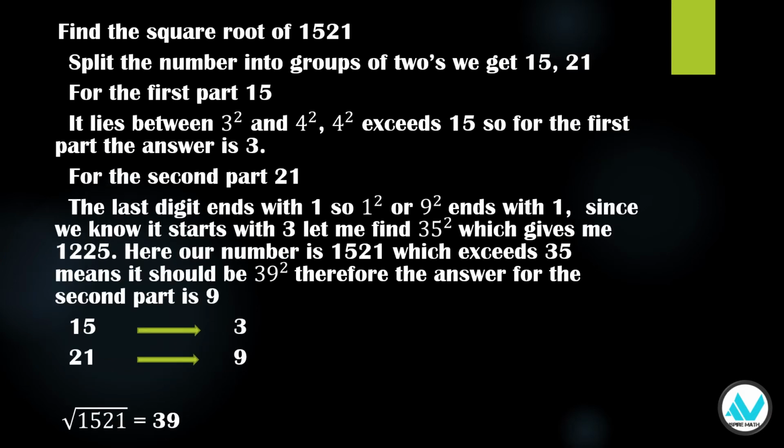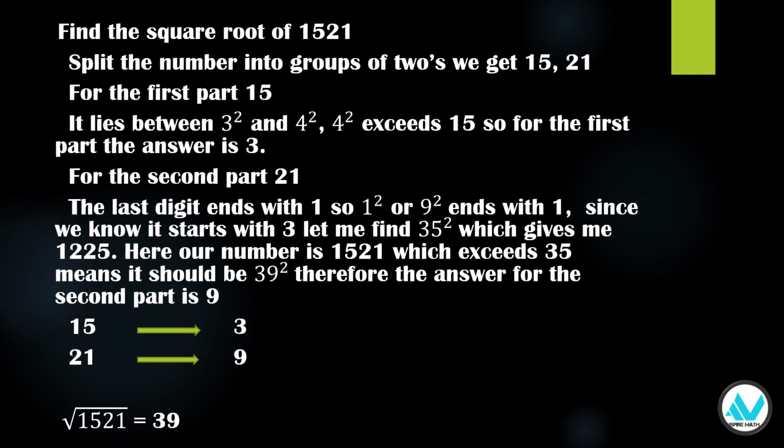Now let us find the square root of 1521. For this, let me split the number into groups of 2's. We get 15 as one part and 21 as the other part. Now for the first part 15, we know that 3 square is nothing but 9 and 4 square is nothing but 16. So 15 lies between 3 square and 4 square. But I cannot take 4 square because 4 square is going to be 16, which exceeds my number 15. So I'm going to take 3 as my first part answer.